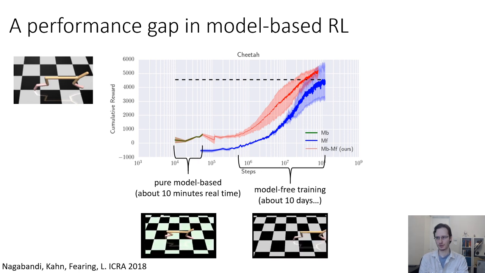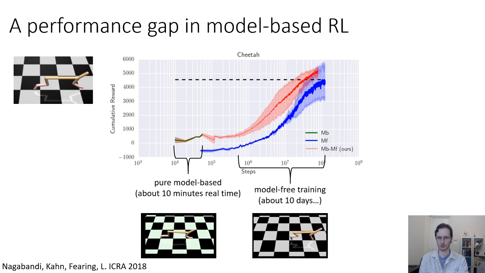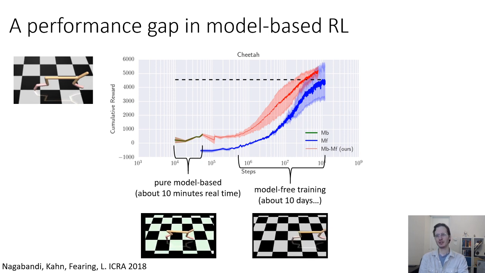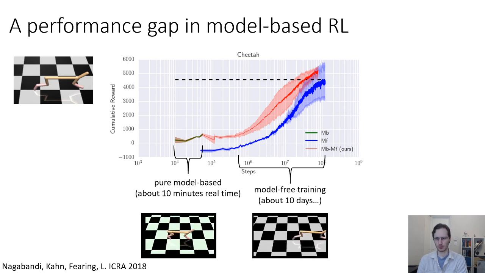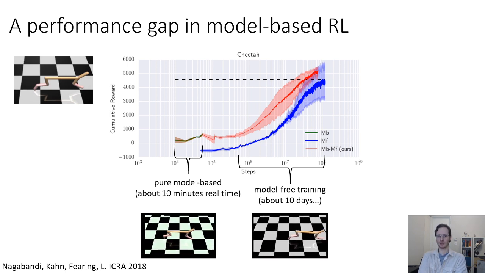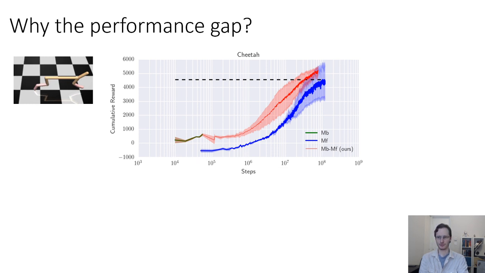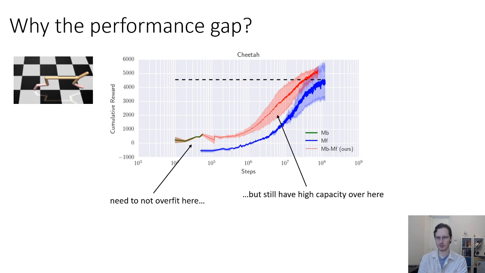So what's going on here? Why is it that the model-based learner is so much worse than the model-free learner? Well, in contrast to regular supervised learning problems, the model-based RL problem with this iterative data collection poses a unique challenge to the neural net training algorithm. The trouble is that we need to not overfit when we have small amounts of data in the beginning, but we still need to have enough capacity to do well once we have large amounts of data. And that turns out to be very difficult.